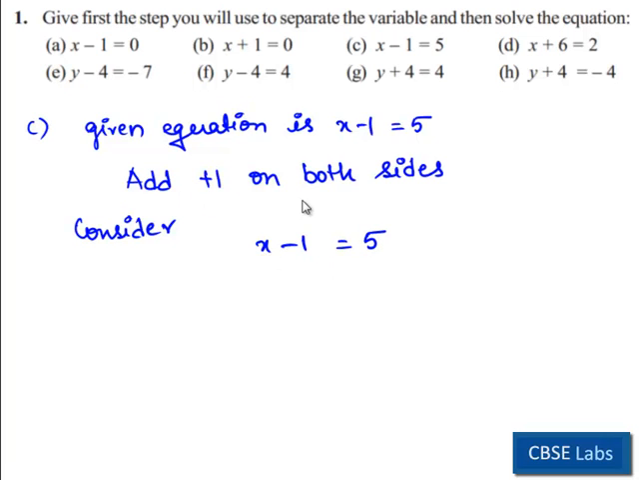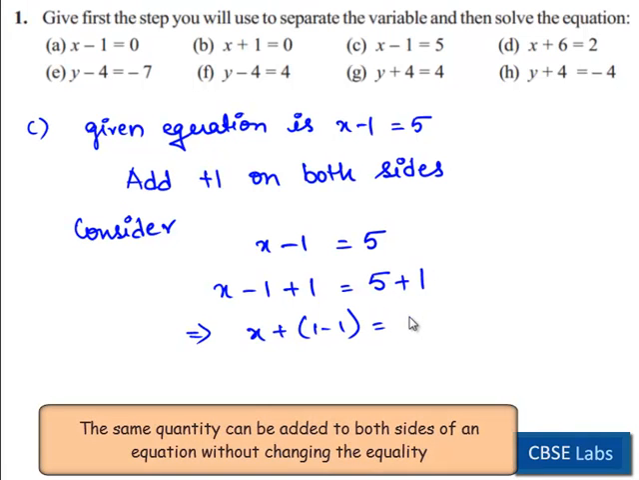On adding plus 1 on both the sides, we have x minus 1 plus 1 is equal to 5 plus 1. So this can be written as x minus 1 plus 1 is equal to 5 plus 1, which gives 6. This implies x minus 1 plus 1 is 0.